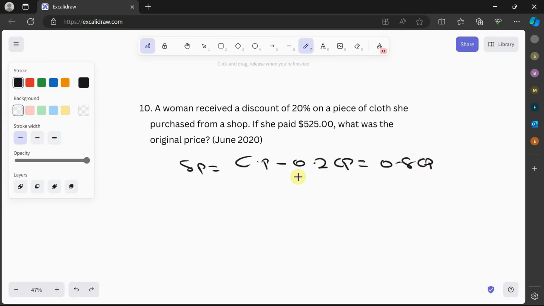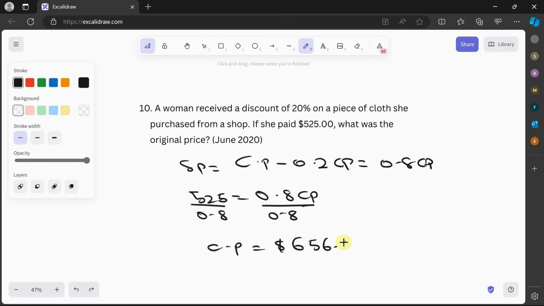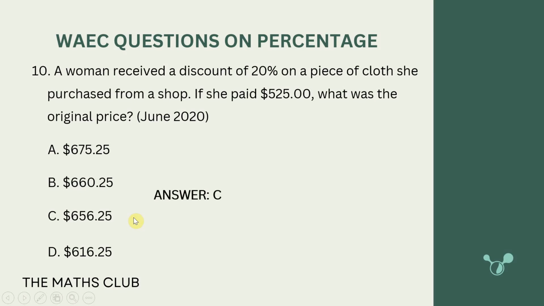This should not be new to us. So the selling price was $525, which is 0.8 of the cost price. If I divide both sides by 0.8, what would this give me? 525 divided by 0.8. So that means that the original price, which is the cost price, was $656.25. Simple and short. So that would be option C.